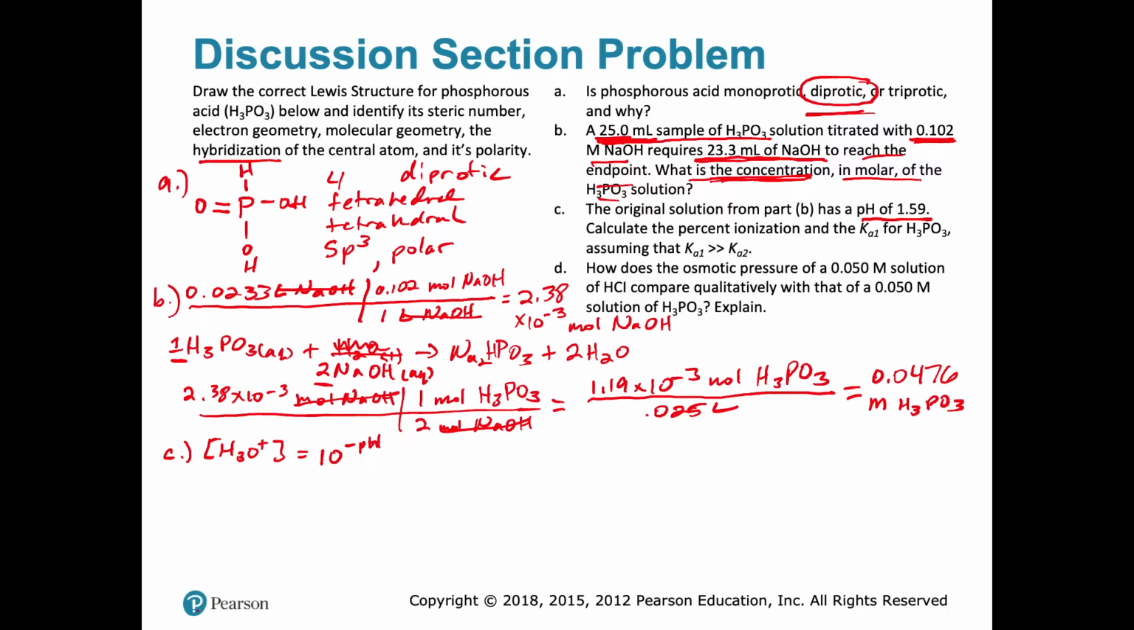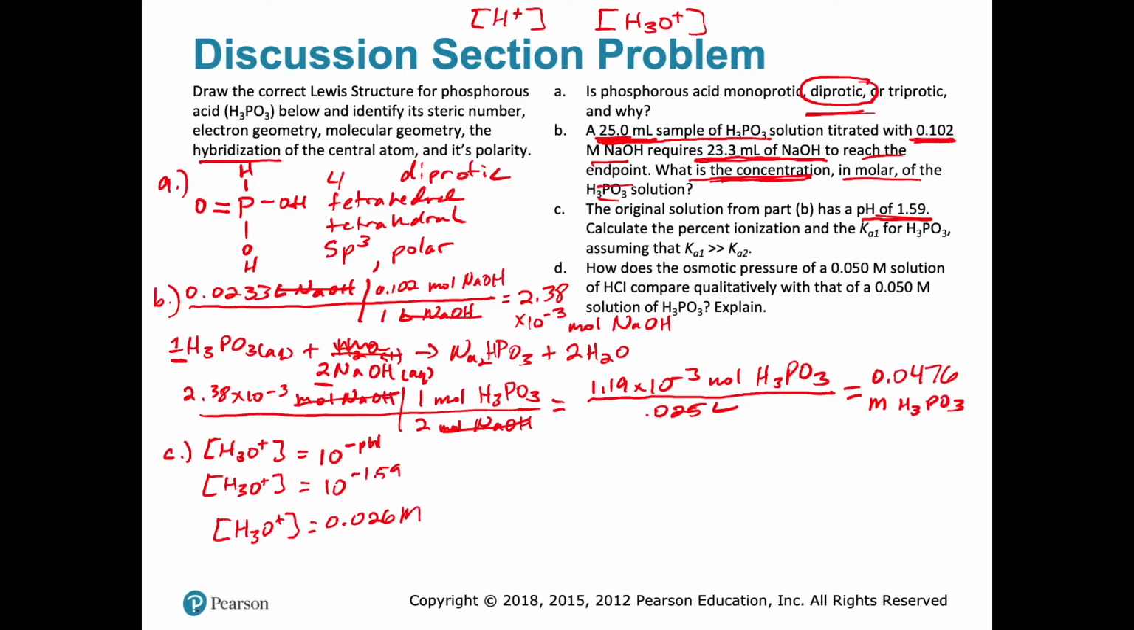You are given a pH right here, thank the Lord, right? So all you have to do is say hydronium ion concentration equals 10 to the negative 1.59, okay? And so the hydronium ion concentration should be, and somebody check my math here, 0.026 molar. I think that's what it should be, okay?